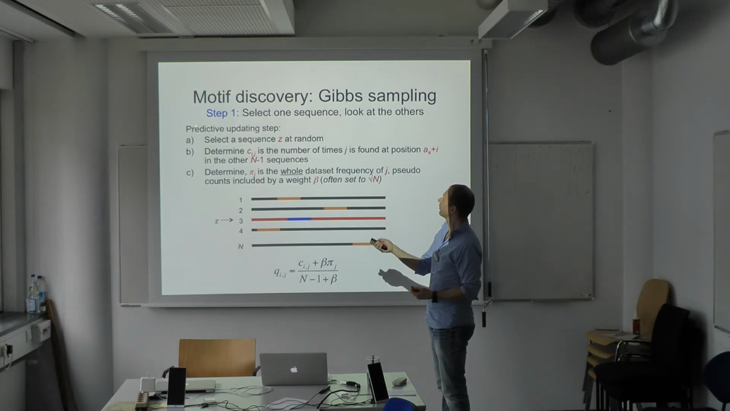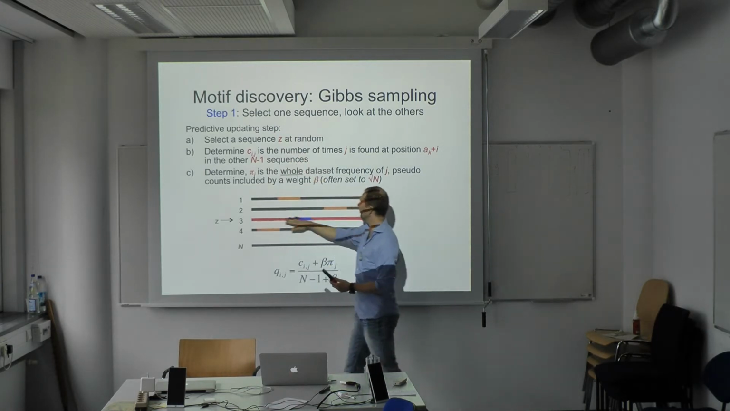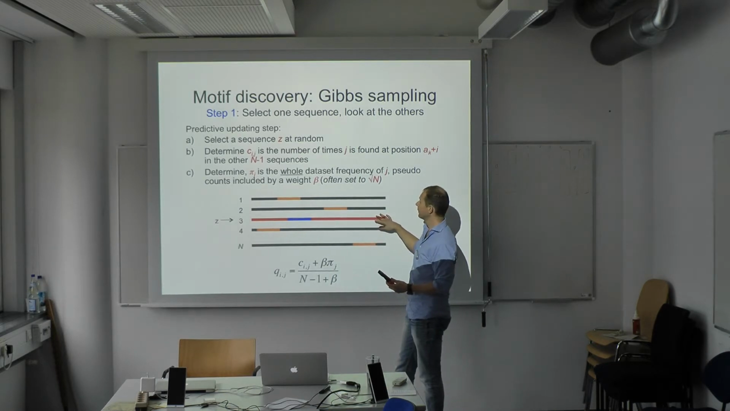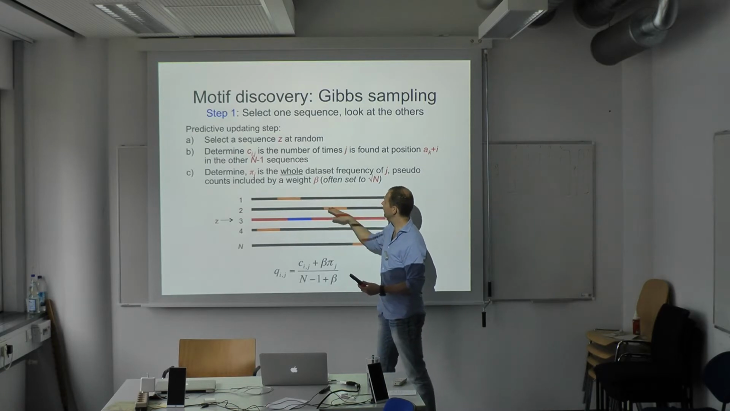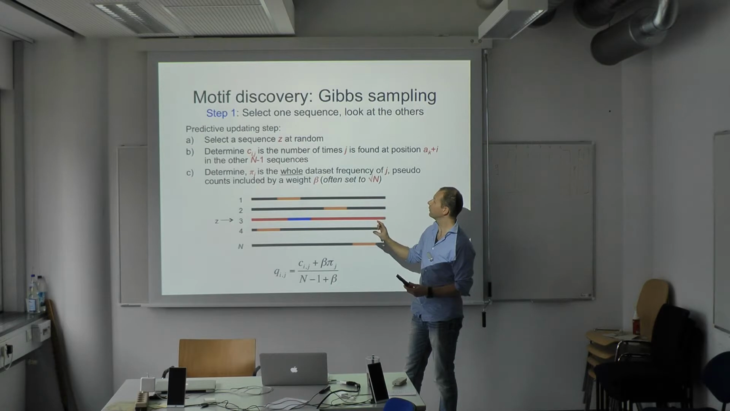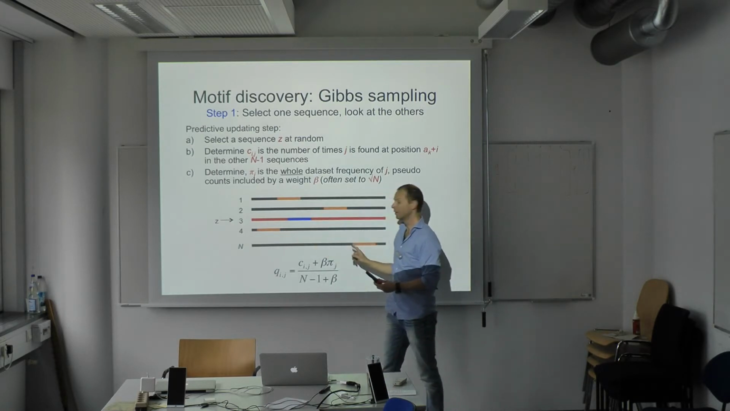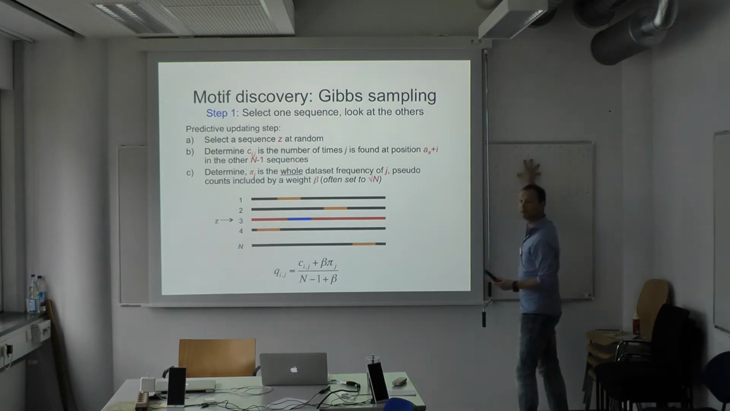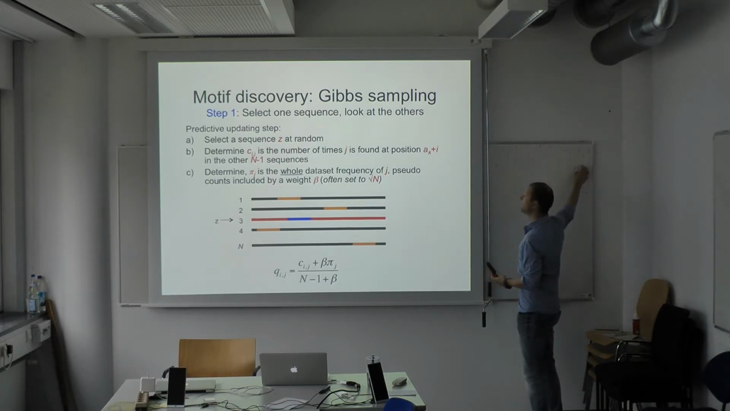So first up, the predictive updating step, where we form our profile. We select a sequence at random. I'm going to pick this one here. And then we're going to determine a profile on the basis of the black sequences here. And we're going to look at two things. We're going to look at the counts in the orange sections here, which will help us to form this. And then we're going to look at the counts in the black section to form the background.